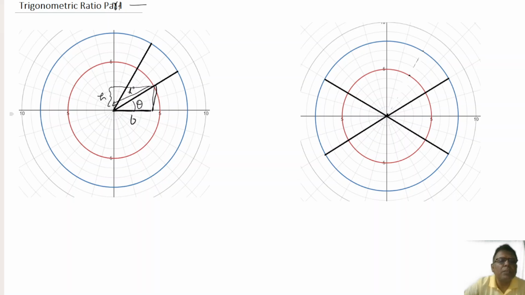So you see, suppose from here you take a projection of this now. This much is H1 and this much is B1, and this one is L1.